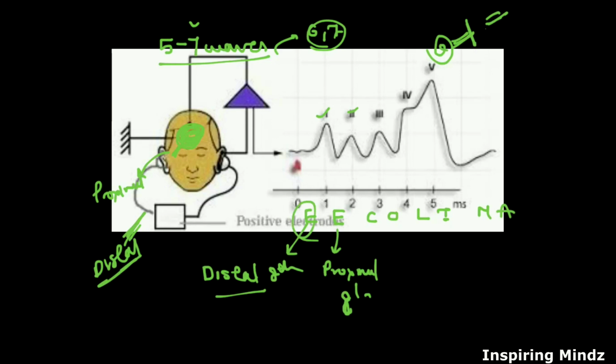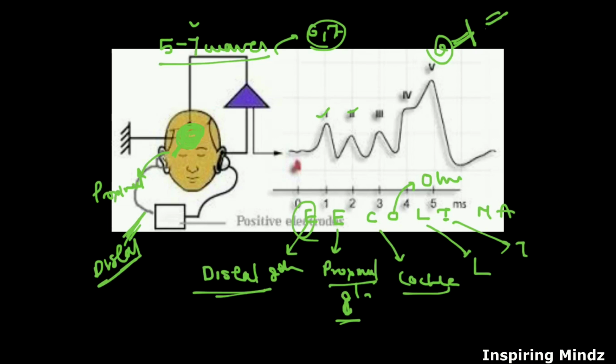So by the first E I mean the distal eighth nerve, by the second E I mean the proximal eighth nerve, by C I mean cochlear nucleus, by O I mean olivary nucleus, by L lateral lemniscus, I inferior colliculus, and M and A are not that important waves for us. Important waves for us are till L.